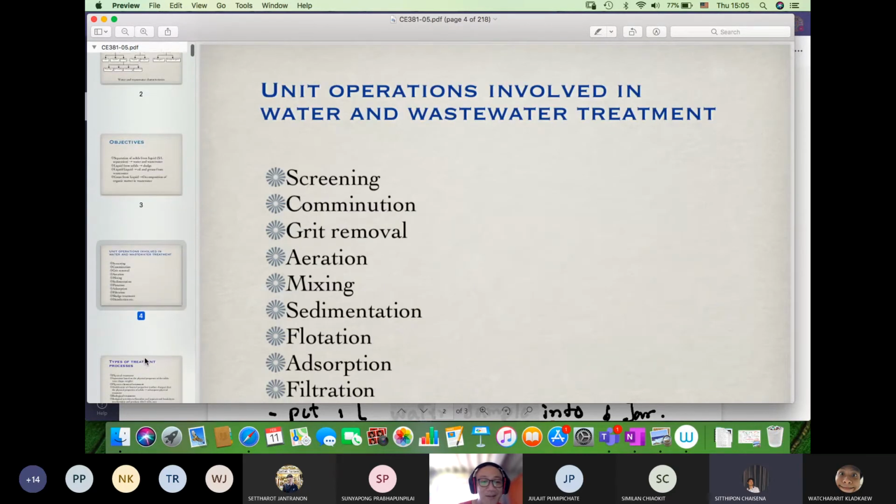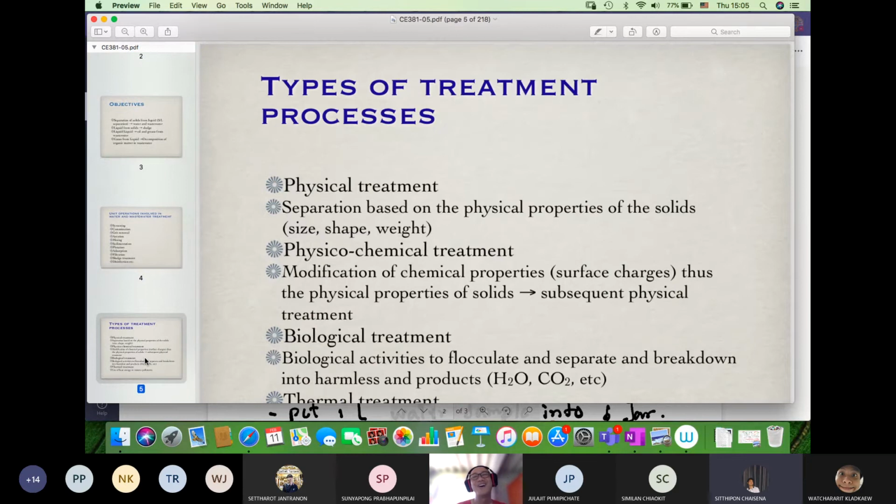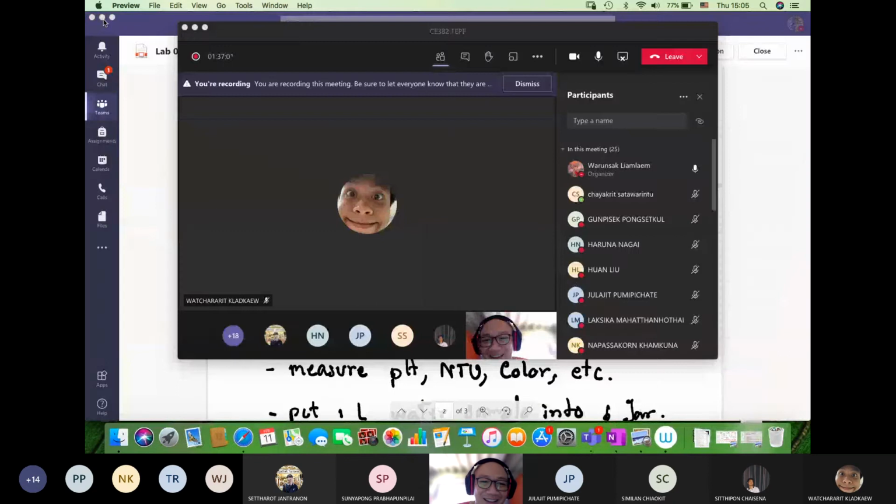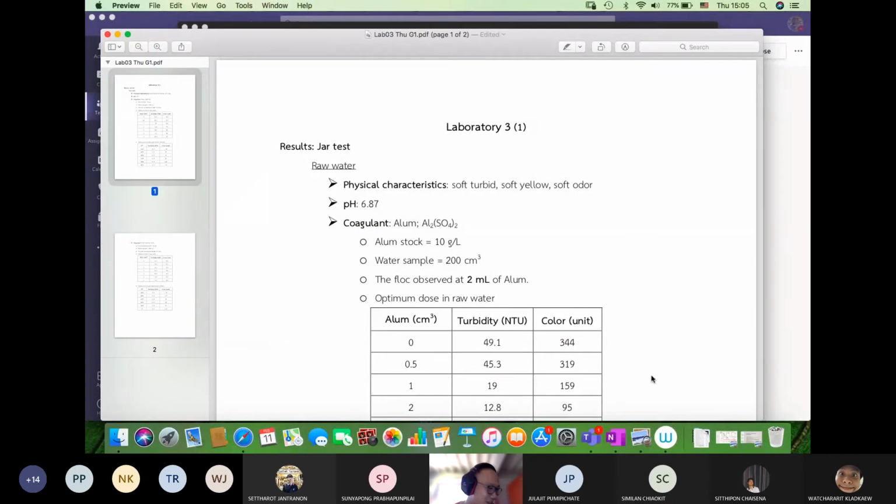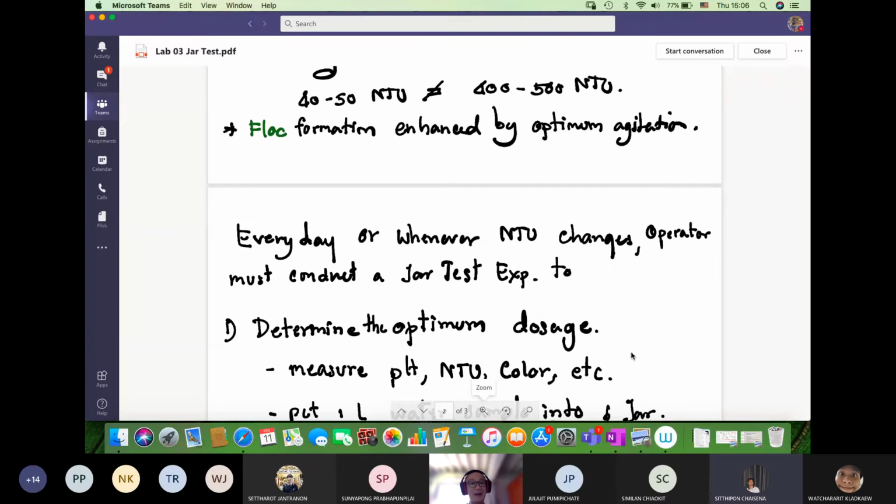In this lab there is both pH and turbidity. Okay, the question asked about the frequency. So what are the factors affecting the frequency of conducting the jar test? What does the frequency of the jar test depend on?